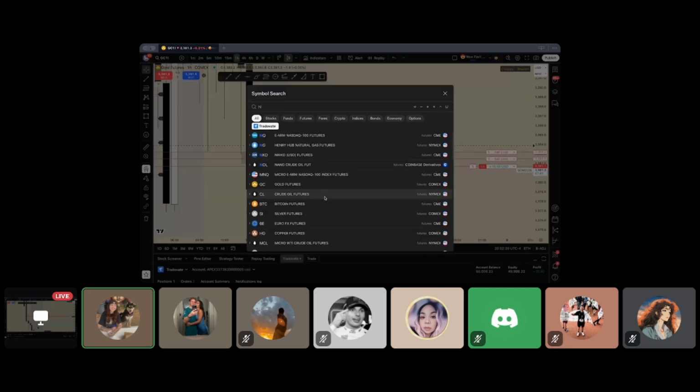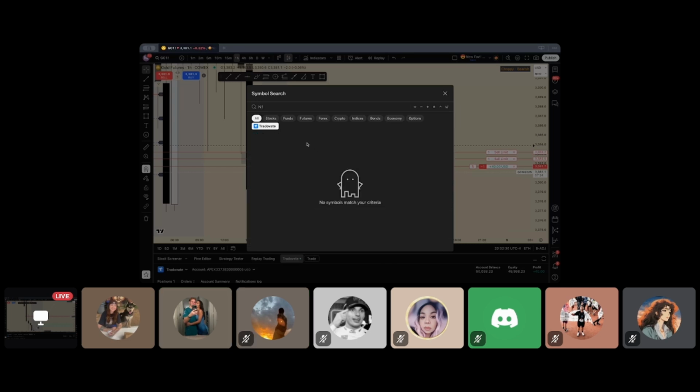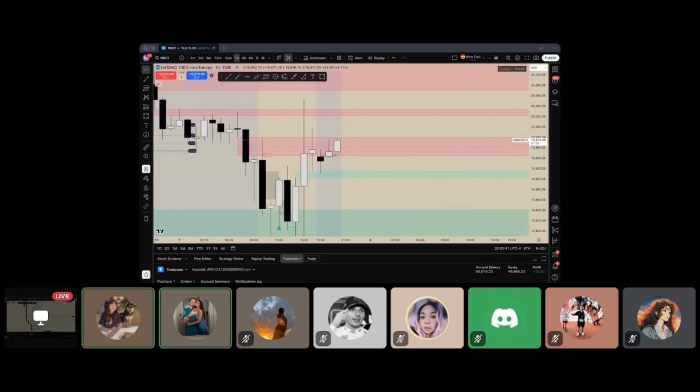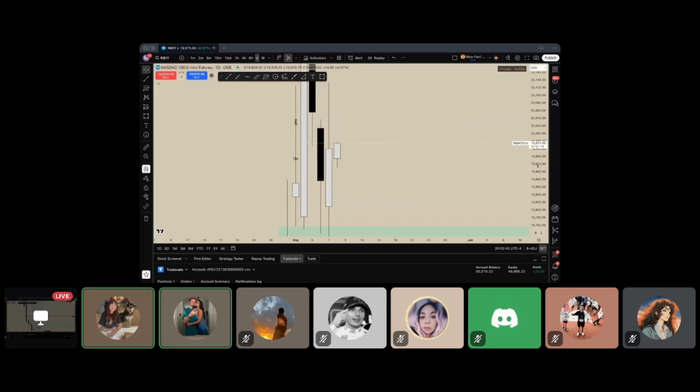Okay, should we look at NQ or another ticker? What do you guys want to look at? Tell Daddy. I would say NQ just because ES doesn't move at this time of day. No, I'm literally watching the Celtics. Okay, let's start from the top down. Insurance policy.